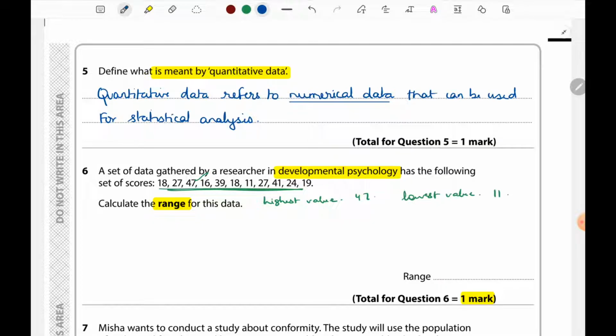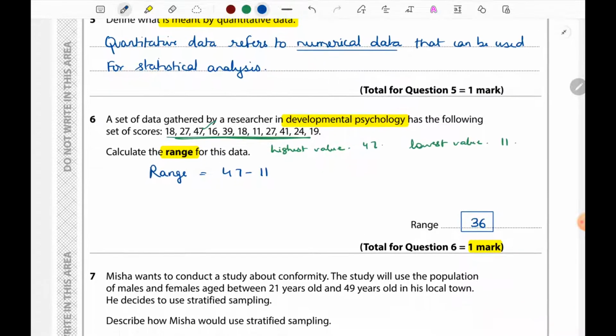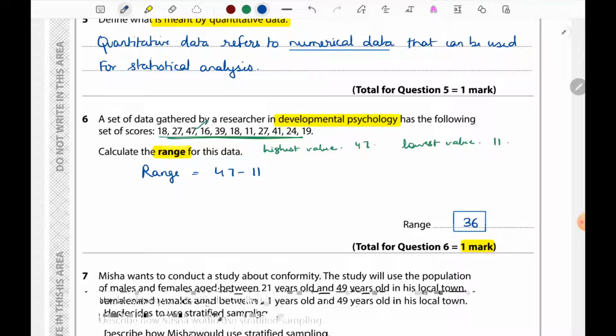To calculate range, the simple formula is xh minus xl. But we don't need to show that formula, so we can directly write range is equal to 47 minus 11. Then we can write the final answer, 36, in the correct space. If you want, of course, you have your calculator, on which you can perform the subtraction and then write the final answer.